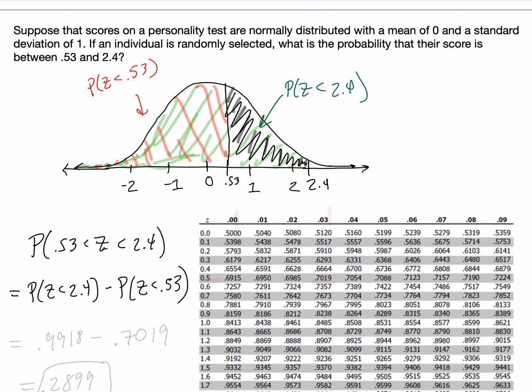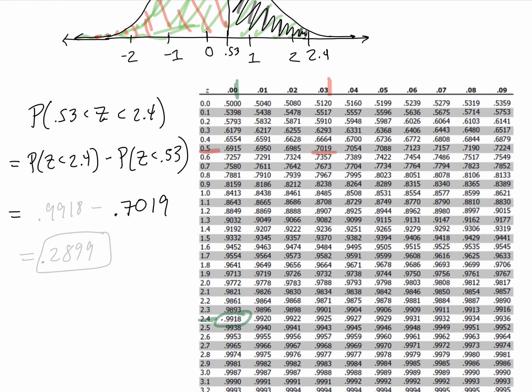And so we can find each of those probabilities separately using our table. So finding the probability that z is less than 0.53, here's our 0.5, and here's the second decimal place of 0.03. And so the place those two values match up, 0.7019. So this is 0.7019 for that second probability. The probability that z is less than 2.4, here is 2.4, and then the second decimal place is just 0, 2.40. So the place where those match up is right here, 0.9918.